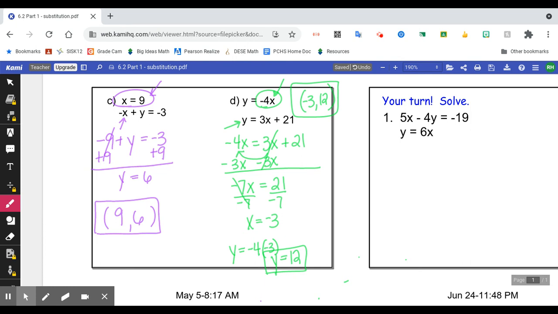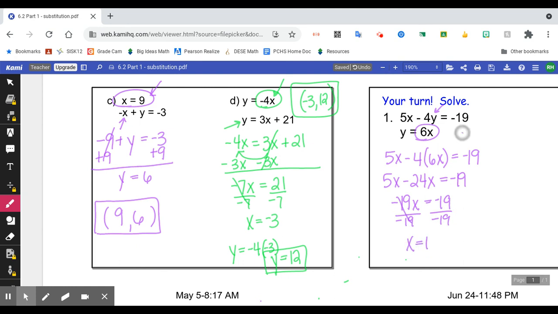Okay, so hopefully you've got your answer. This guy's what I'm circling. It's going to go in for y. So I have 5x minus 4, y comes out, 6x goes in, equals negative 19. So I multiply. Negative 4 times 6x gives me negative 24x. Combine like terms gives me negative 19x equals negative 19. If I divide on both sides, I get x equals 1.